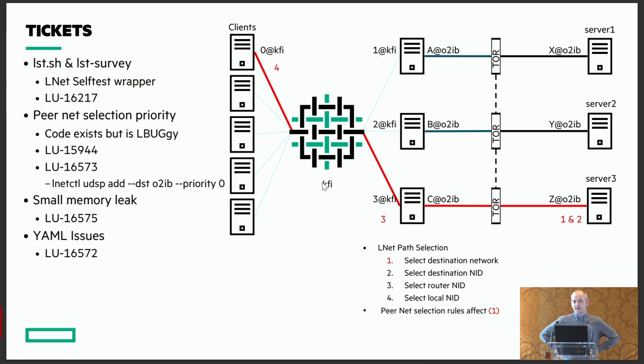The peer net, right, so there was one part of the path selection that you couldn't influence with UDSP, which is the first step in router configuration where you're selecting that destination network. And the code was there, but it was buggy. And so there were a couple tickets there. I think these have all landed now for 2.16. So with those fixes in, you can now influence every path selection in any configuration. There was a small memory leak that's also fixed. The YAML issues, the ticket for that is shown, but that has not been resolved yet.